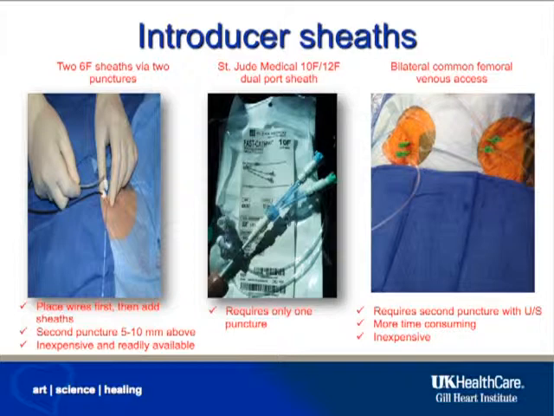This is readily available in most cath labs. It is important to note that we use different access points for separate sheaths because having two sheaths in the same access site often leads to bleeding around the sites and causes hematomas.